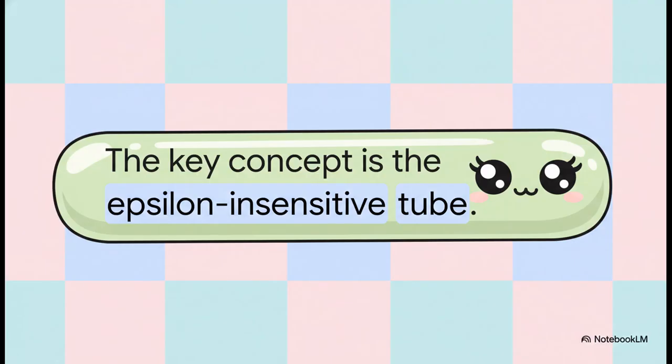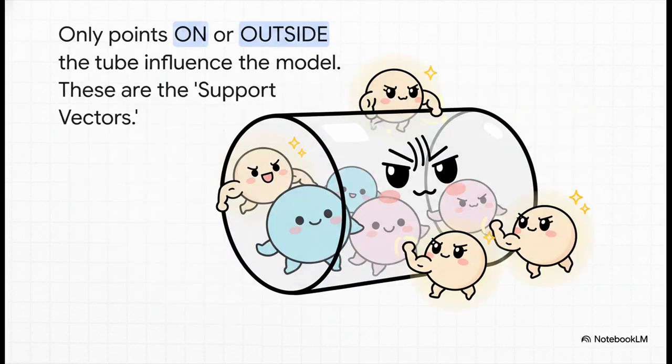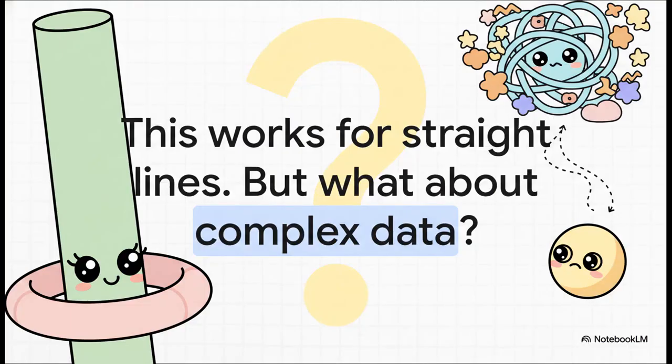So SVR basically draws this boundary, this tube around its predictions. Think of it as its don't care zone. Any data point that lands inside this tube, the model just says, good enough, and gives it a zero penalty. Yep, zero. So the only points that actually matter are the ones outside this tube. We call these the support vectors. And because of this focus, SVR is great with outliers and super memory efficient. Pretty cool, right?